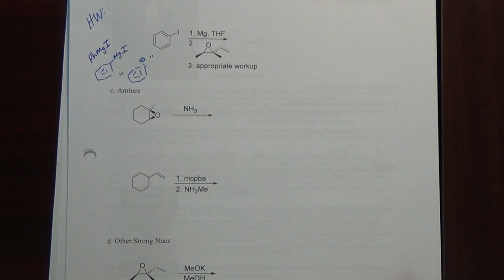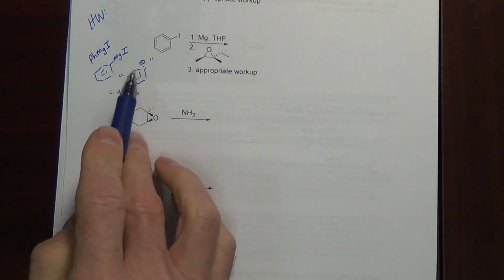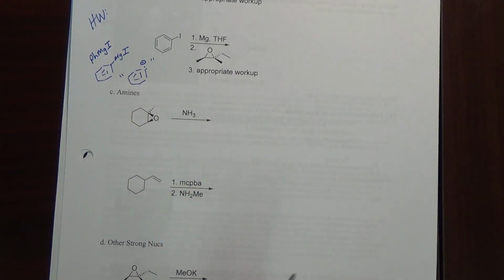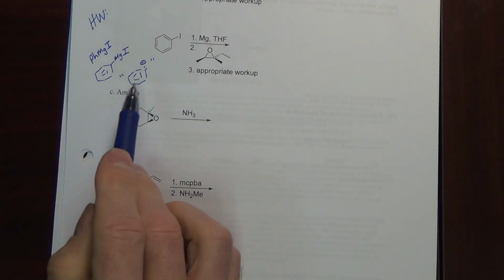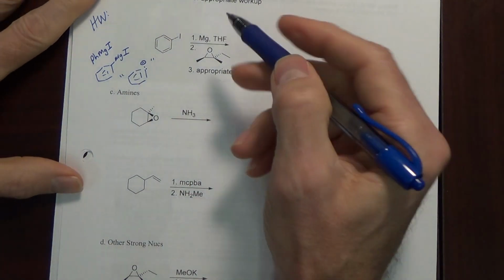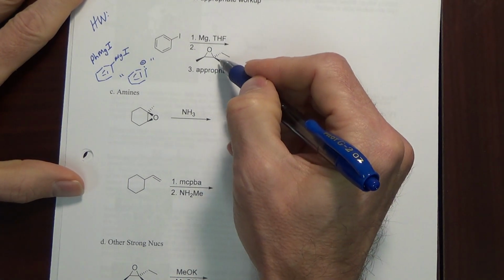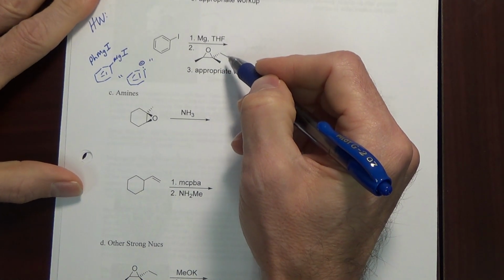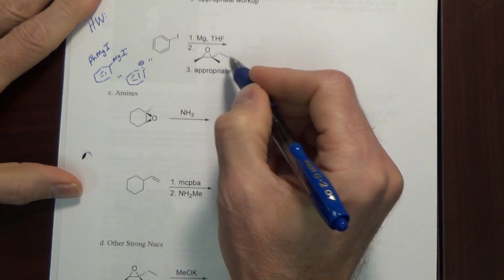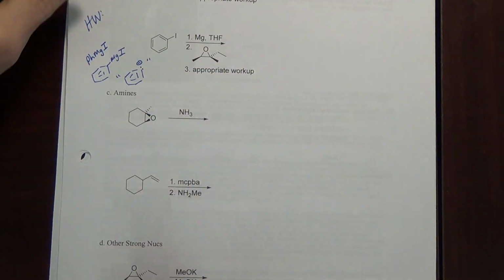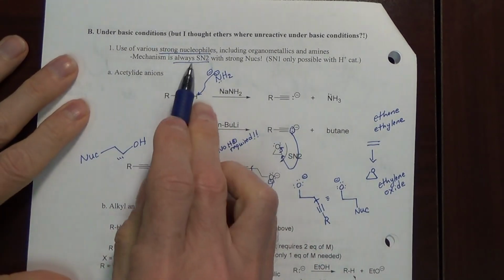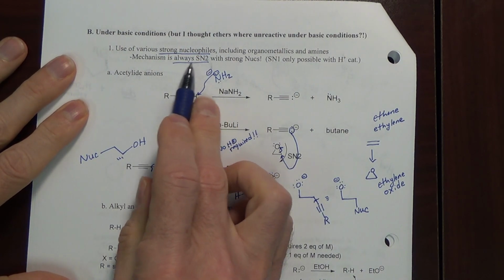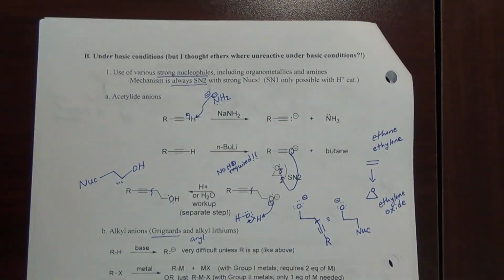All right. Again, I'm showing it fully ionic. It's probably somewhere in between ionic and covalent, but it reacts as if it's the carbanion. Now we throw in an epoxide here, and the strong nucleophile will react. Strong nucleophiles always react by SN2.